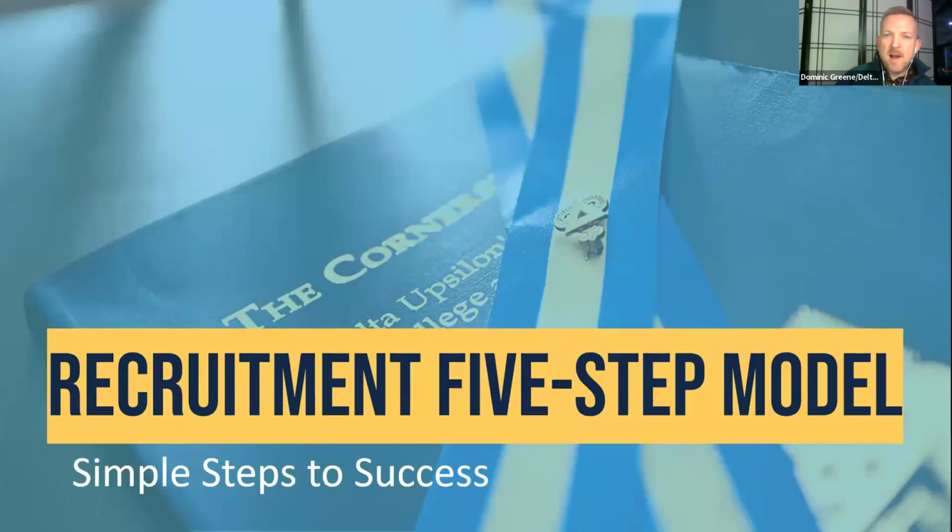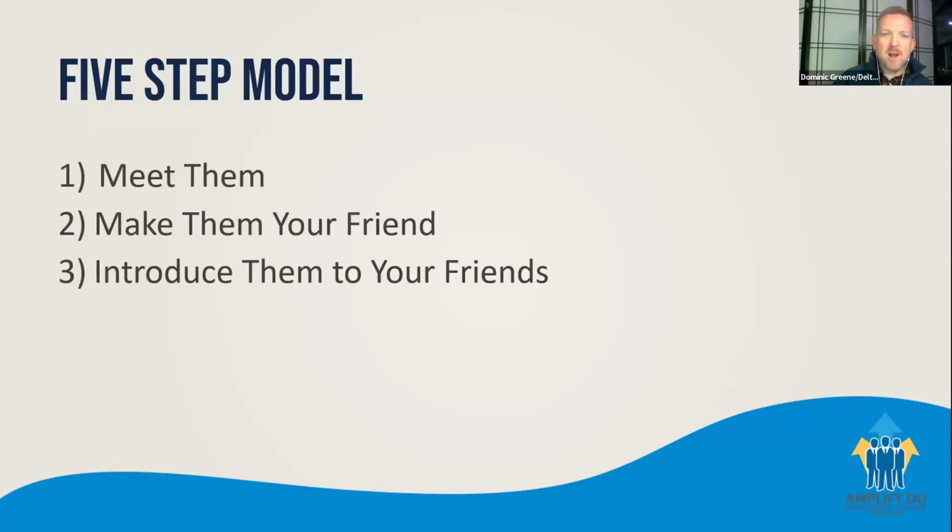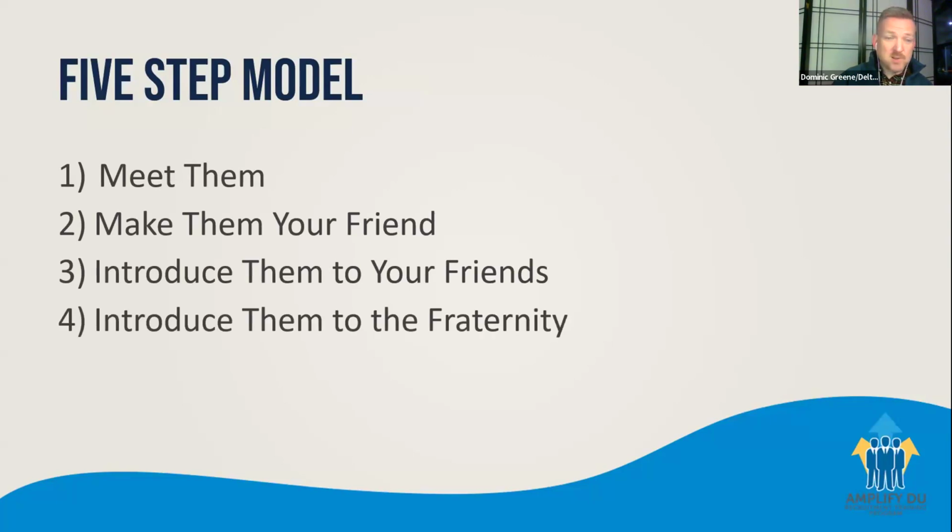Perfect. So what we're going to do, a quick reminder from last week, we talked about the five-step recruitment model, right? We want to meet them, make them your friend, introduce them to your friends, fourth step, introduce them to the fraternity, and fifth step, asking them to join.